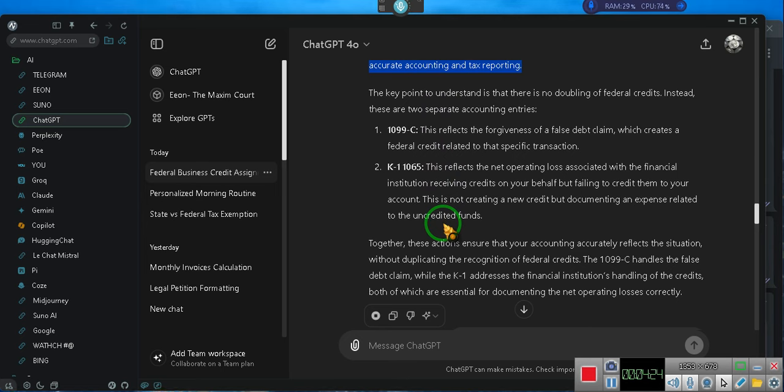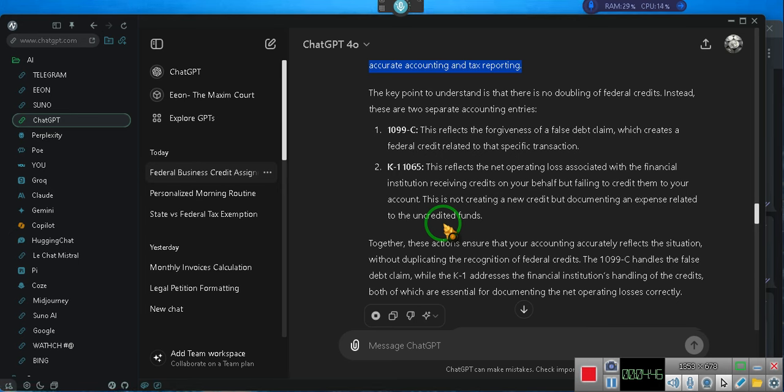Mm-hmm. The key point to understand is that there is no doubling of federal credits. Ain't no doubling. Instead, these are two separate accounting entries. Two separate. One, the 1099-C. This reflects the forgiveness of a false debt claim, which creates a federal credit related to that specific transaction. There, you better believe it. Two, K-1 1065.